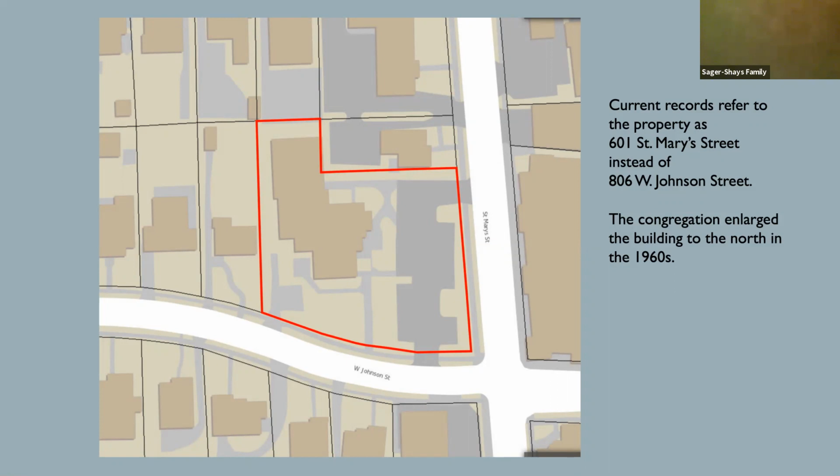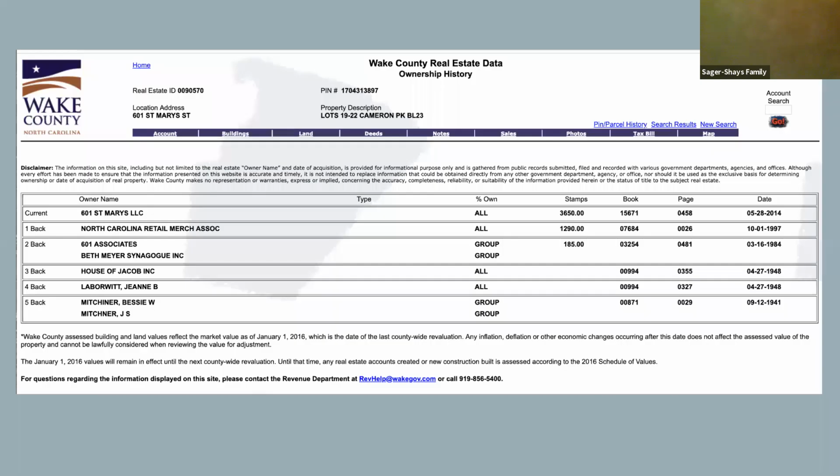Wanted to show you the Wake County real estate site. I don't know if you've ever looked. Wake County records are online, and if you look over on the left, 3 back, it says House of Jacob, because in 1948, when we bought it, that was the name. If you look 4 back, the name Jean B. Laborwit, I'm told there was some concern that the neighbors might object if they knew a synagogue was buying the property. So Jean B. Laborwit would be the sort of shell owner of the property.